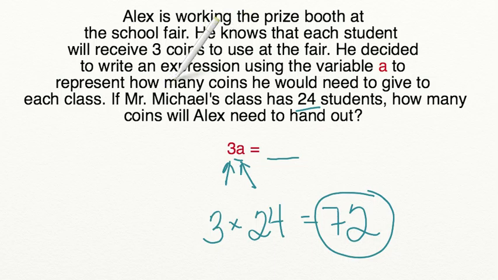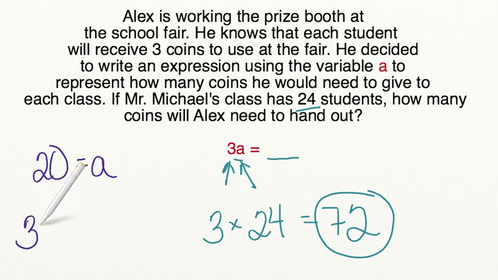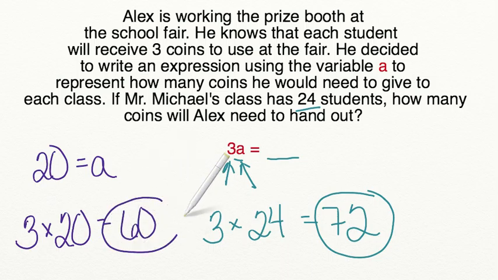Let's go ahead and take this one step further. Let's say that Miss Emery's class comes in next, and her class has 20 students. So that means that a equals 20. Can you use this expression to find out how many coins Alex will need to hand out to Miss Emery's class? Well, if we know that a is equal to 20, then we need to write 3 times 20. 3 times 20 equals 60. So that means that Alex will need to hand out 60 coins to Miss Emery's class.